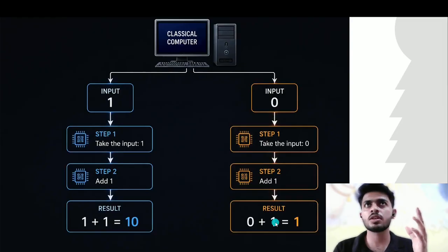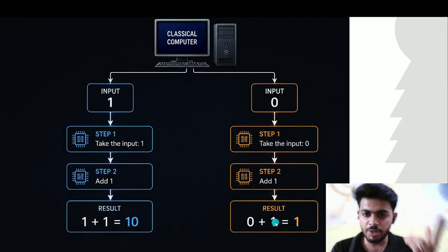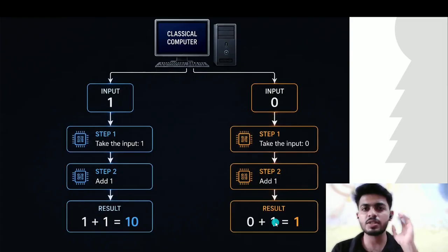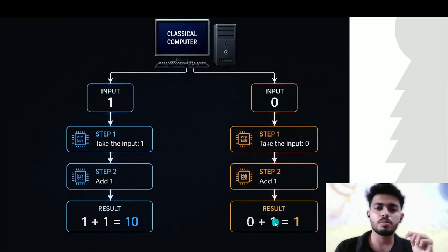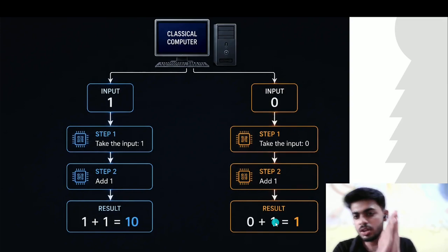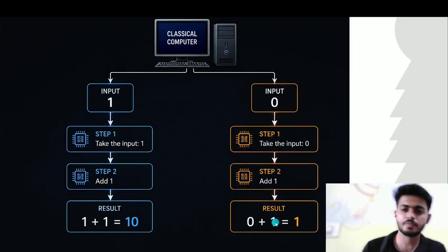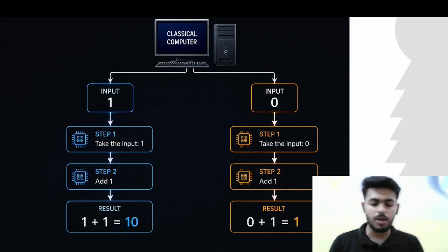So imagine the computation goes on for a minute. By the end of 9:31 a.m., you will have a result of either 1 plus 1 or 0 plus 1, based on your choice. So this is about classical computing. Let's go to the quantum computing part.